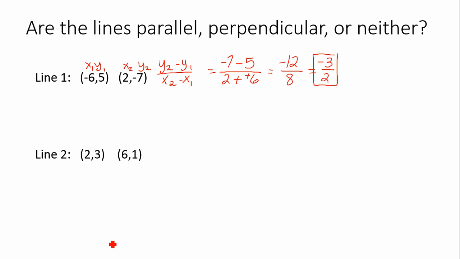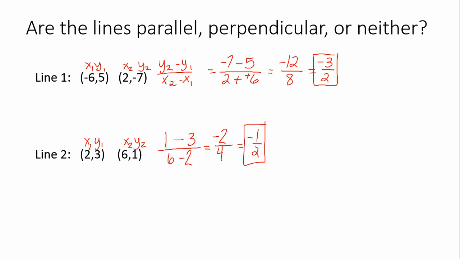Now let's look at the second line here. Same idea. xy, xy. 1, 1, 2, 2. Y from the second point is 1, minus y from the first point is 3. X from the second point is 6, minus x from the first point is 2. So if I calculate this now, I have -2 on the top, 6 minus 2 is 4. I have -1/2 if I simplify that slope.